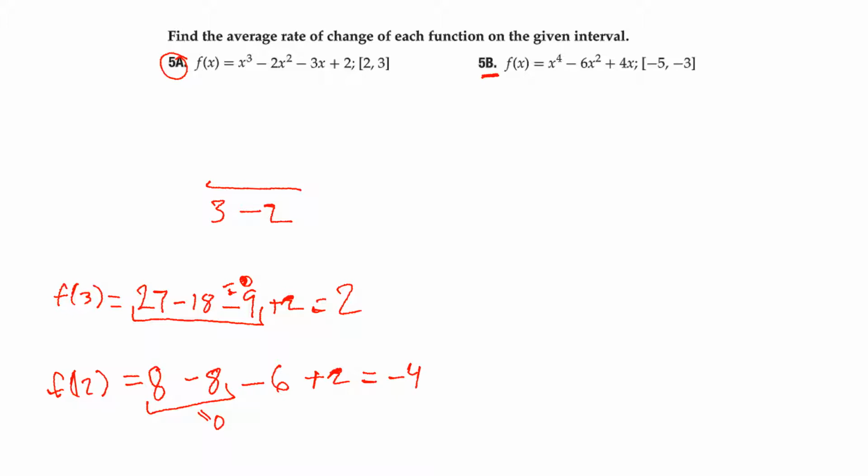So now I need f of 3, which is 2, minus f of 2, which is negative 4. Be very careful and don't forget the negative inside and outside. It's a very common mistake and is one that will cause you to suffer here because these two go together to make a plus. So then on the bottom I have a 1, and on the top I have 2 plus 4, which is 6. So my average rate of change is 6. Try this one.